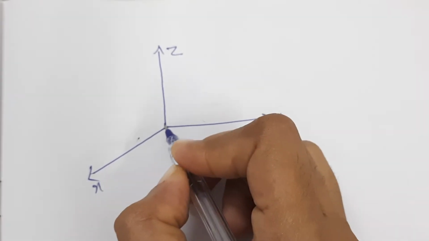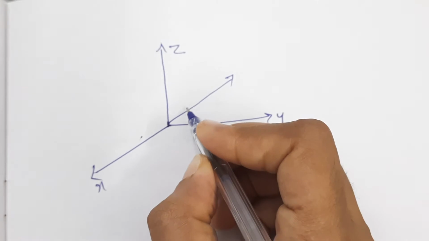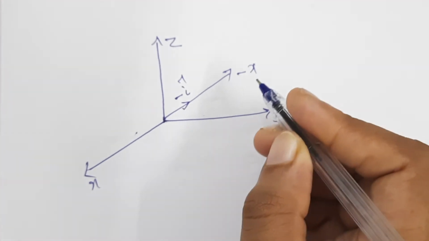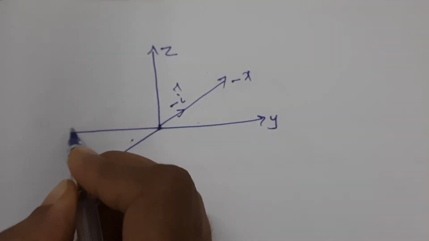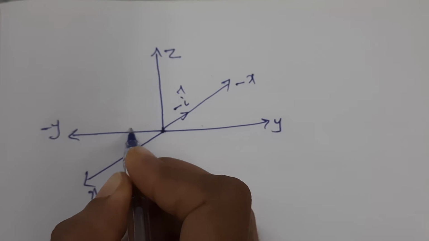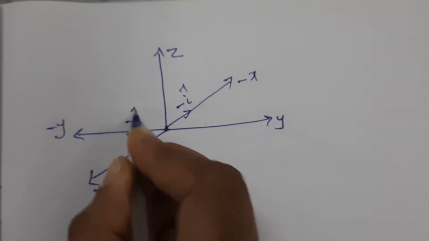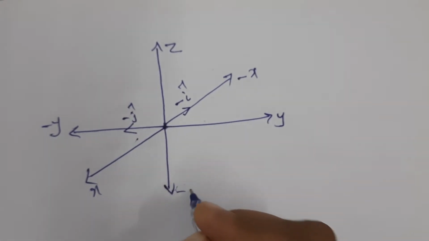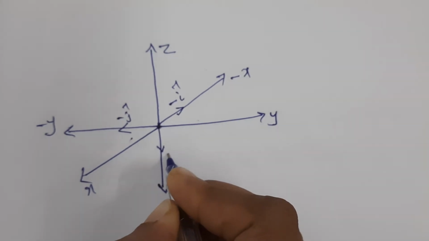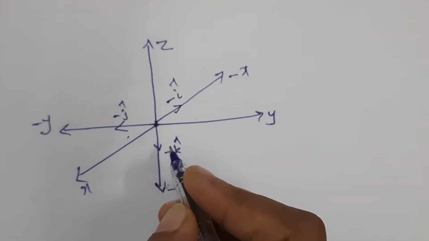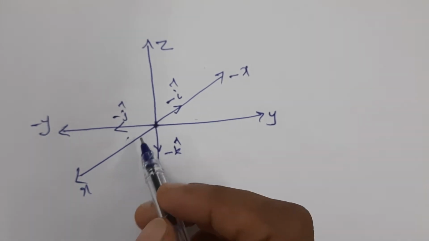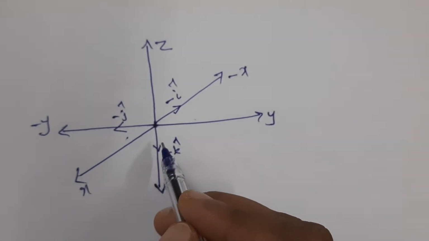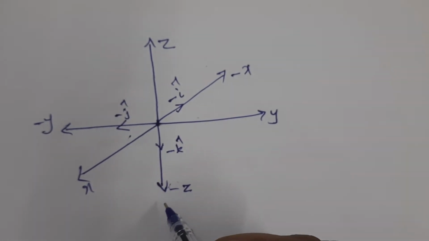So the negative of the x direction is this side. So the unit vector here can be written as minus i cap. This is minus x. Negative of y direction is here. That is minus y. So the unit vector is this one, minus j cap. Negative of z direction is here. Minus z. So the unit vector is this one, minus k cap. Unit vector along the negative x direction is minus i cap. Unit vector along the negative y direction is minus j cap. Unit vector along the negative z direction is minus k cap.